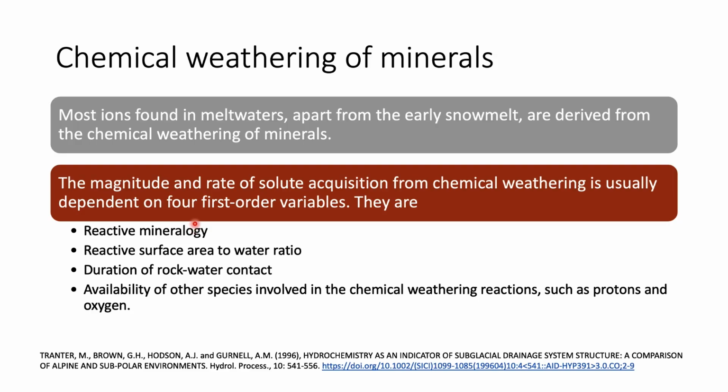Let us look at chemical weathering of minerals. Most of the ions found in the mineral waters apart from the early snow melt are derived from the chemical weathering of minerals. The magnitude and rate of solute acquisition from chemical weathering is usually dependent on 4 first order variables. They are reactive mineralogy, reactive surface area to water ratio, duration of rock and water contact, availability of other species involved in the chemical weathering reactions such as protons and oxygen.